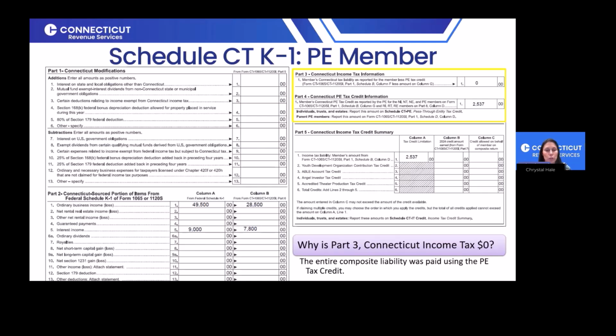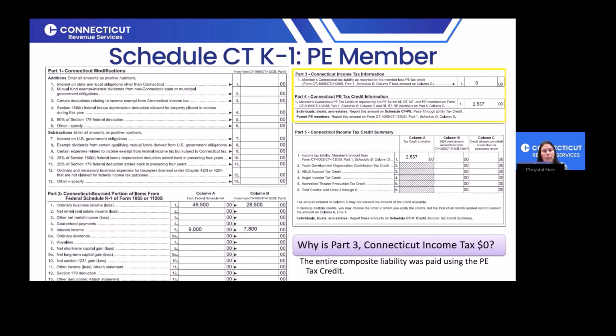Part 2 is going to show the amounts that were distributed through the federal Schedule K1 in column A. And then in column B, our Connecticut source income that was determined on the composite return, part 6. This is $28,500 of ordinary income and $7,800 of interest income.